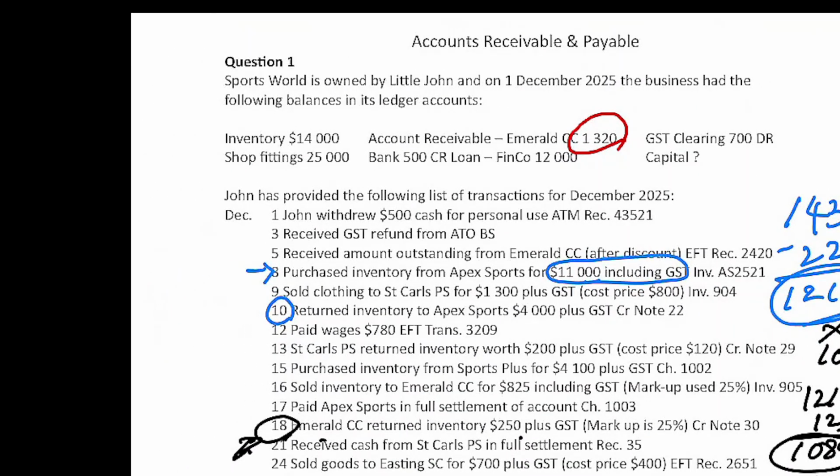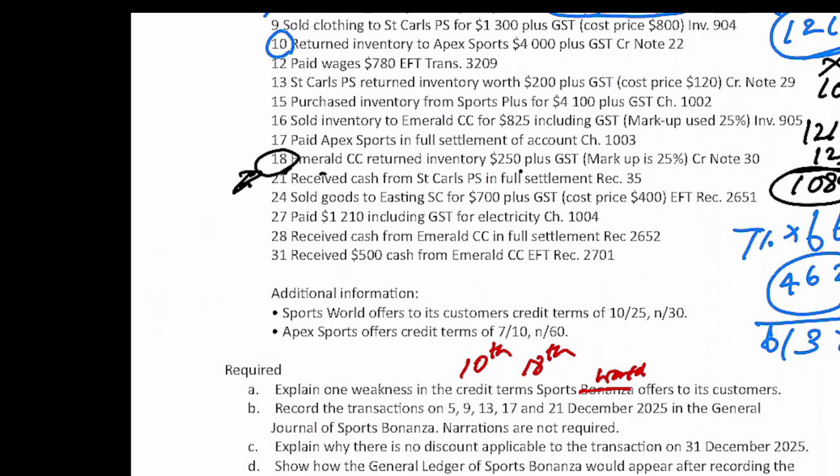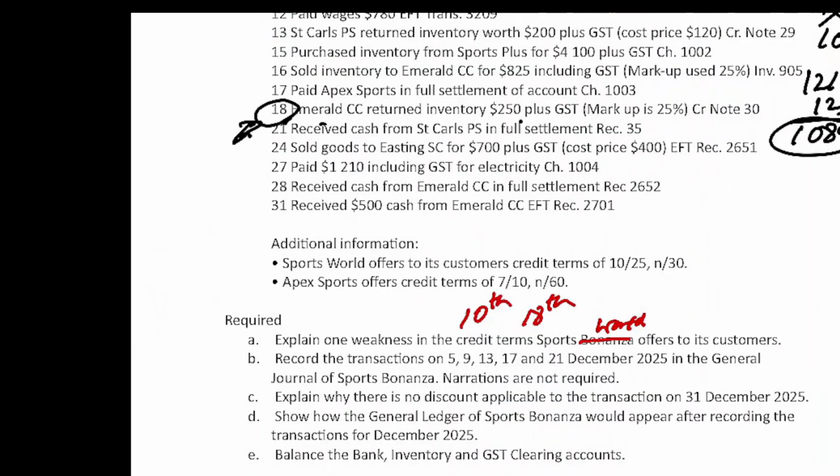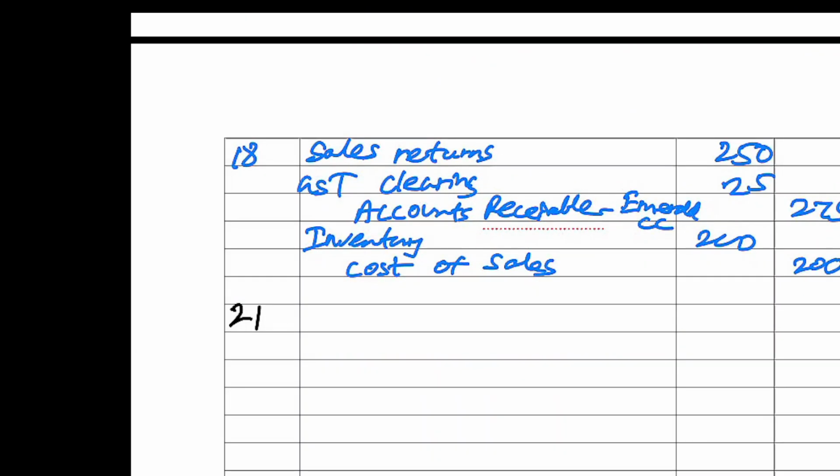Alright, what's the double entry, guys? Tell me. Bank debit 1,089. Accounts receivable credit 1,210. And discount expense 121. Discount expense debit, yes? Or credit? Credit, okay. Pratham, can you tell me the double entry for this one?